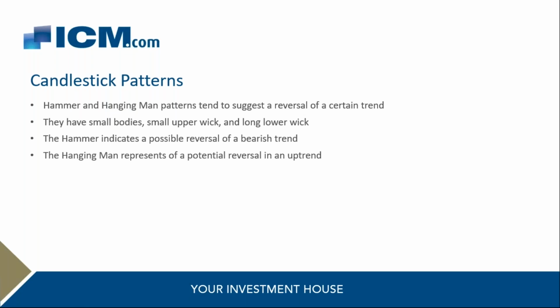For example, the market is in a bullish trend, and this formation happens, it's going to be a downtrend, and with the downtrend, when this formation happens, it's going to be a bullish trend. Exactly, it's going to be a reversal type of trend. So they may have small bodies, a small upper wick, and a long lower wick. The hammer indicates a possible reversal of a bearish trend. That means when there is a bearish trend and the hammer forms, it's going to be a bullish trend. And the hanging man represents the potential reversal of an uptrend. That means when there is a bullish trend and this pattern occurs, then it's going to be a downtrend. So let's go on to this.